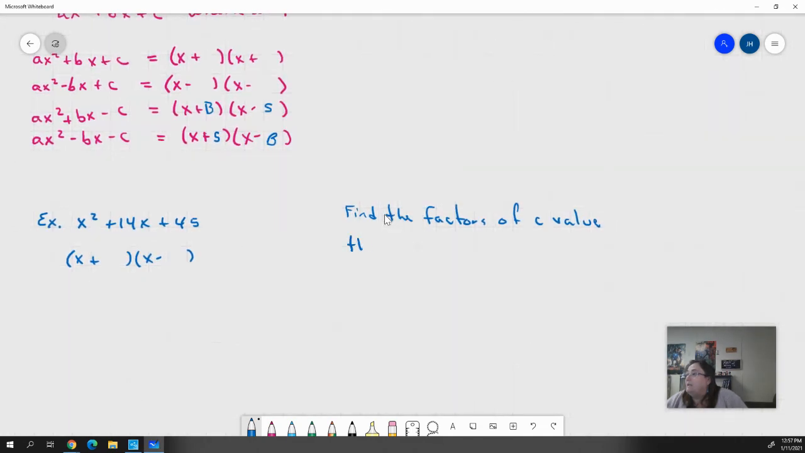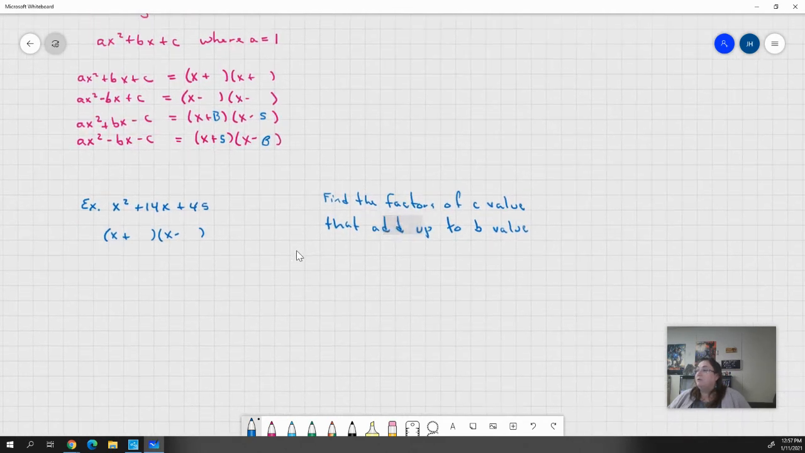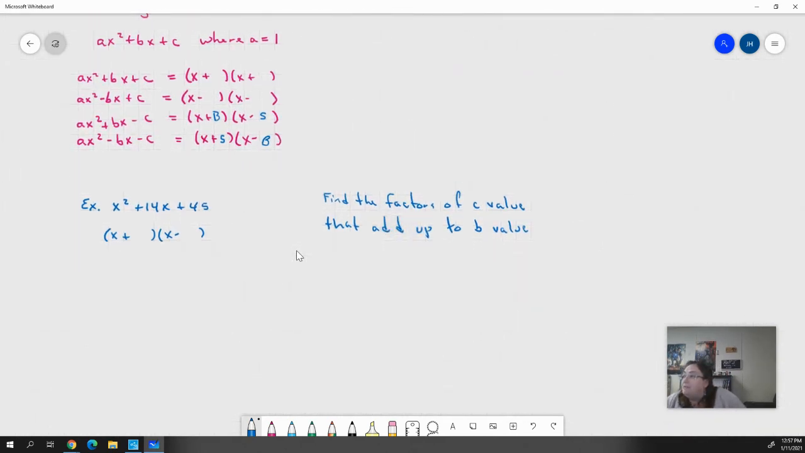That adds up to your B value. What does that mean? It means exactly what I said. So we're going to look at what our factors of 45 are. Our C value is 45. Our A is 1.